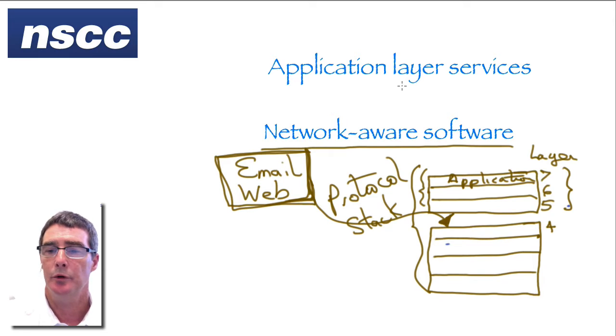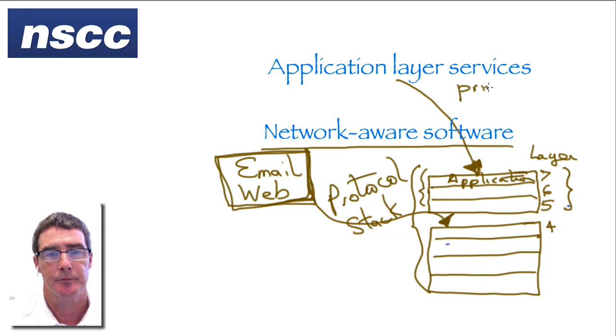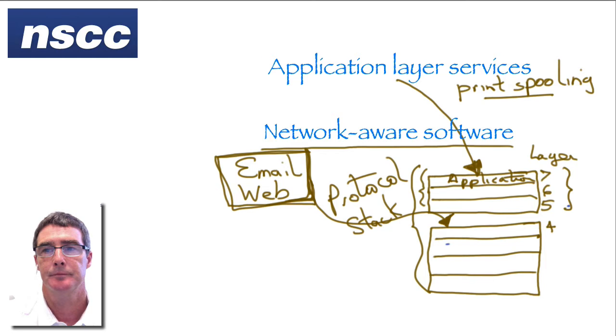Other software programs may need the assistance of application layer services to use network resources, and so they communicate with the protocol stack right at the top. Examples of this are file transfer or network print spooling. And by print spooling, we mean sending a print job to a remote printer on the network.